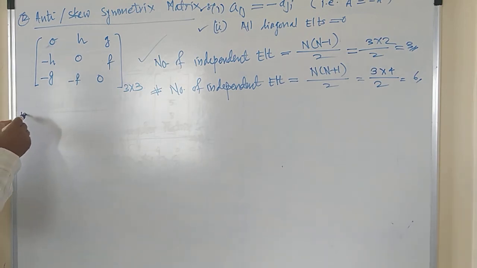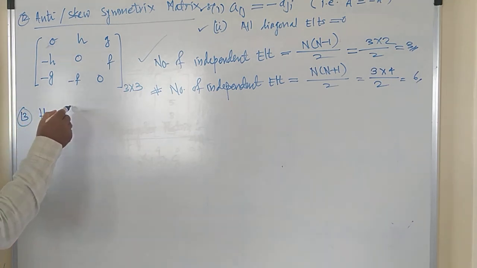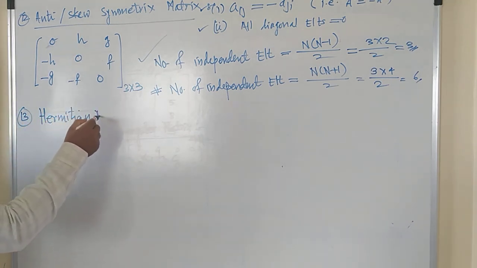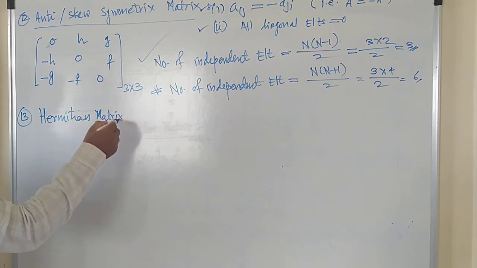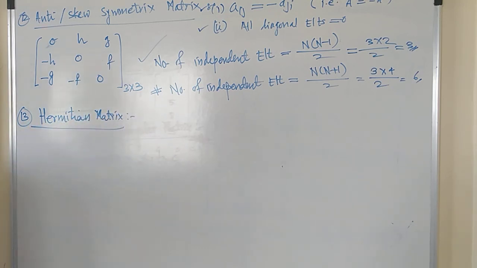And the next type of matrix is the Hermitian matrix and anti-Hermitian matrix. The next kind of matrices I think we'll study in the next video. Let's stop for the time being.